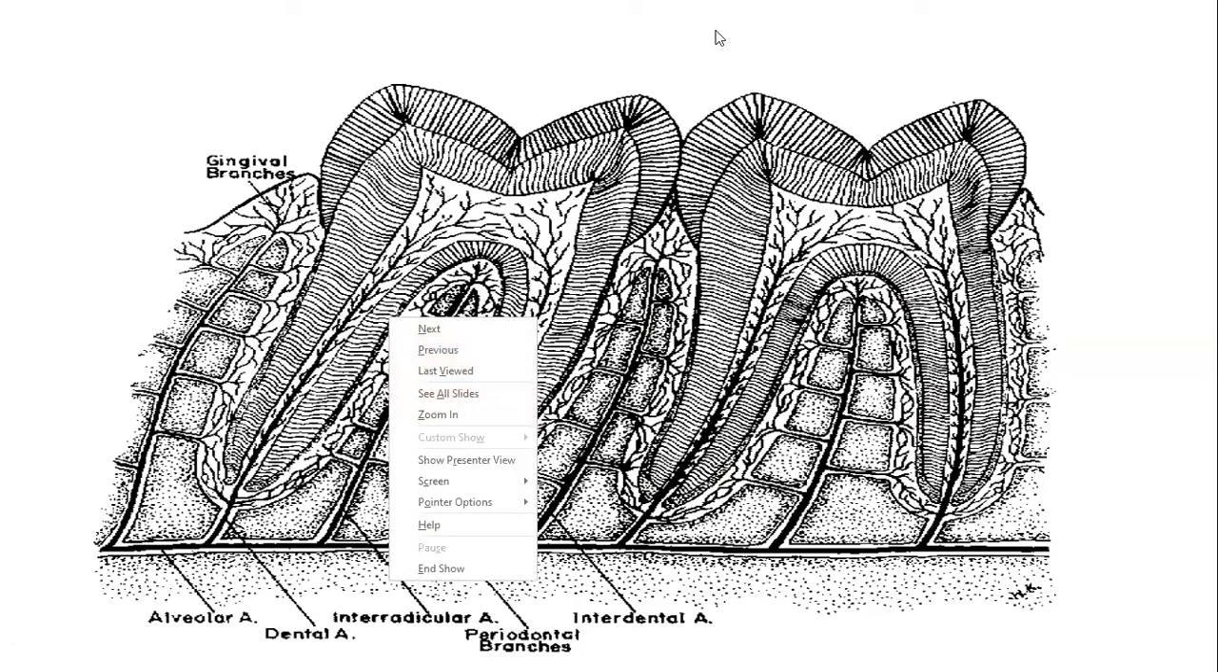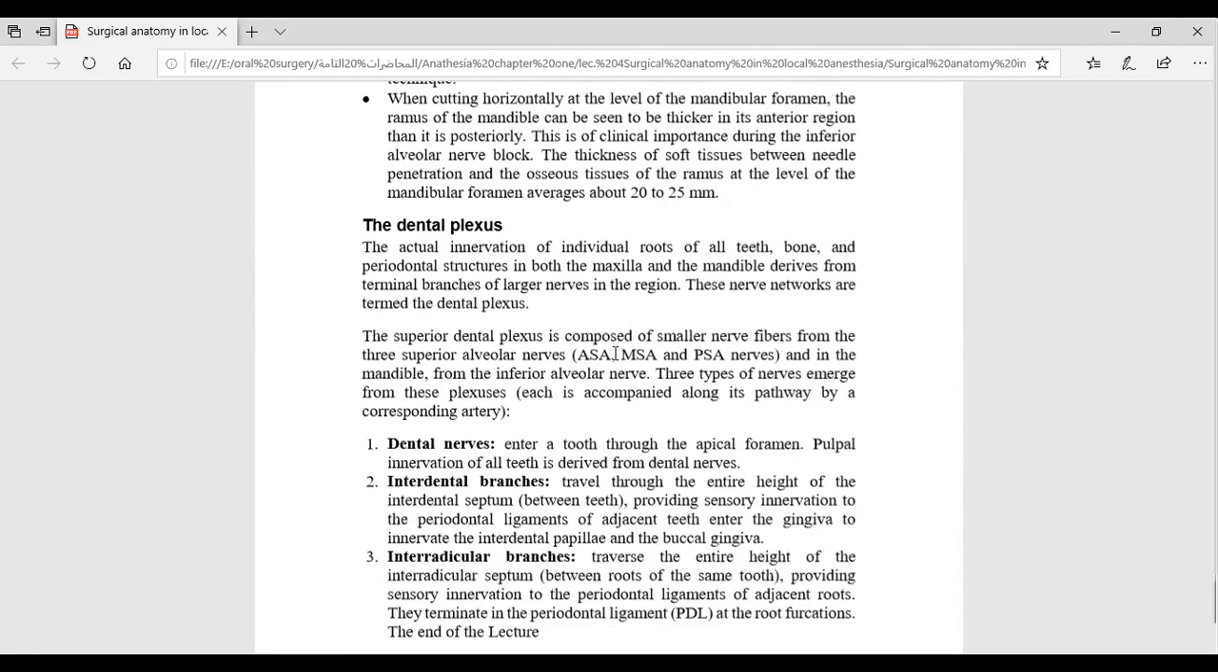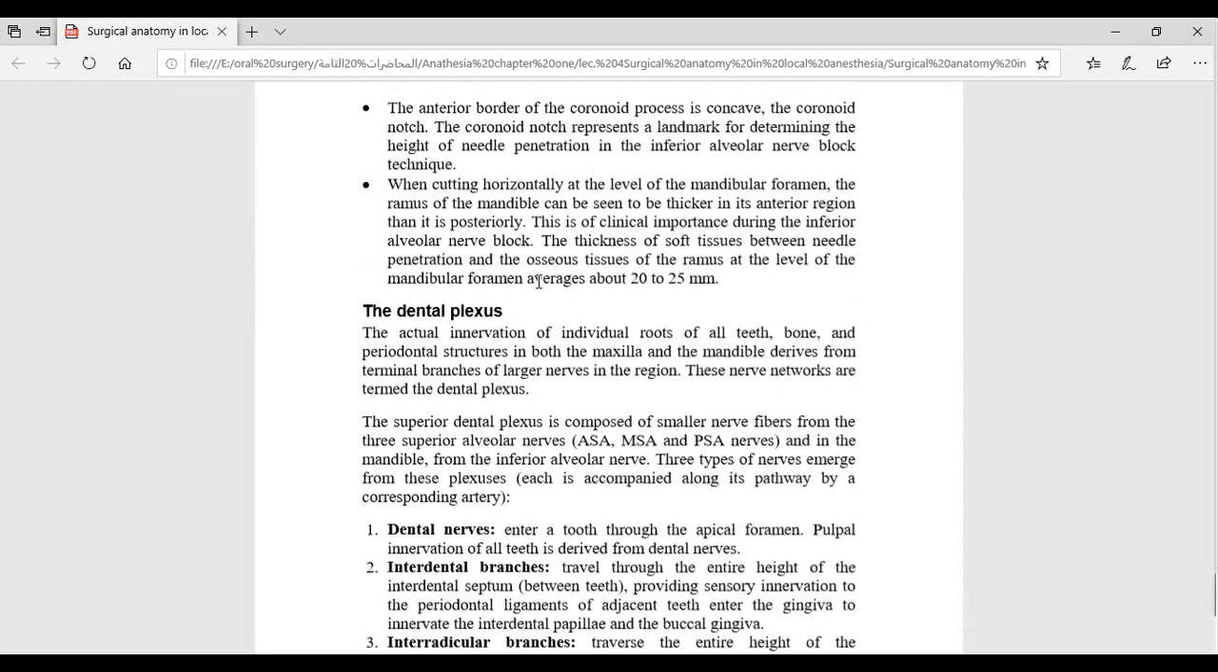Back to the text. Honestly, I kept the text so that we do not miss any point as pictures; we have no additional points. When cutting horizontally at the level of the mandibular foramen, the ramus of the mandible can be seen to be thicker in the anterior region than in the posterior region. This is of course because of the anatomy in this area. This is of clinical importance during inferior alveolar nerve block.